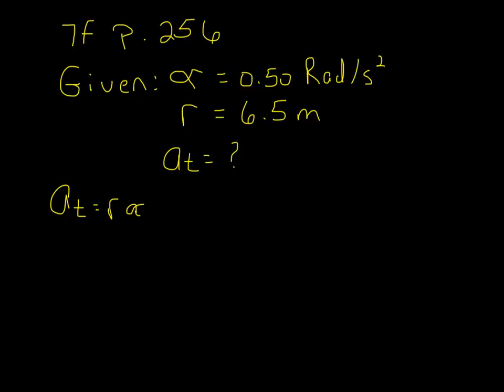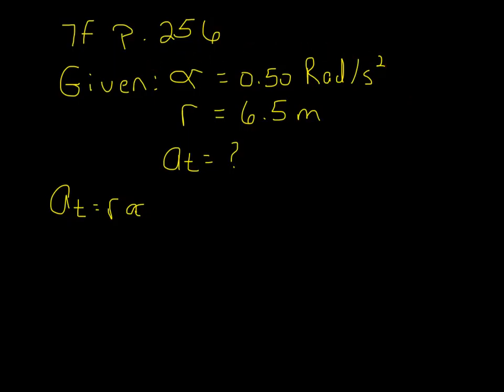This is sample problem 7F on page 256 of your textbook. It says a spinning ride at a carnival has an angular acceleration of 0.50 radians per second squared, and it wants us to find the tangential acceleration of a rider who sits 6.5 meters from the center of the ride. So here is our given information.